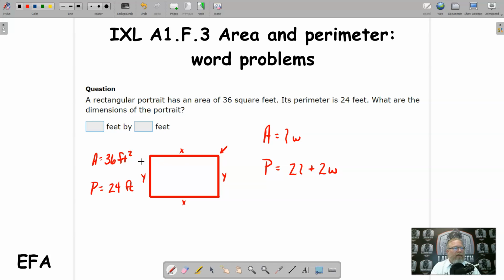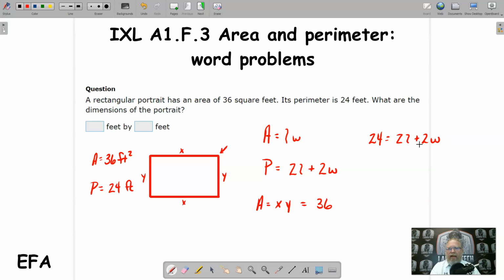Now we know that for area, we're going to multiply length times width. So the area is equal to X times Y, and whenever we do that, we're going to get a value of 36. But we also know that the perimeter is equal to 2 times the length plus 2 times the width. Our perimeter is 24, so let's put in 24 for P, equal to 2 times the length plus 2 times the width.